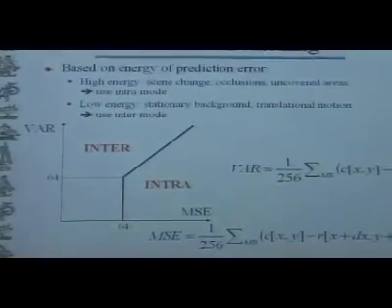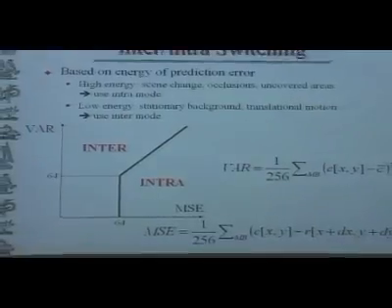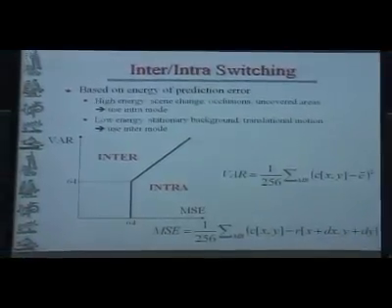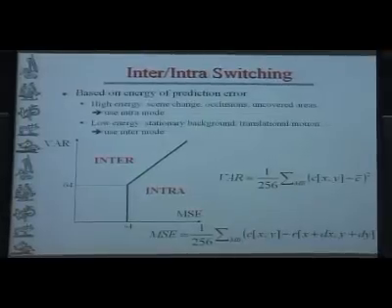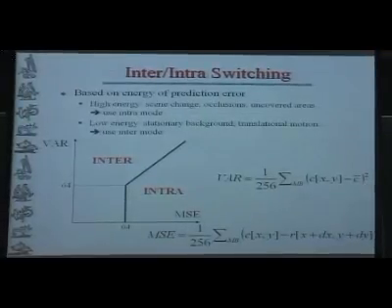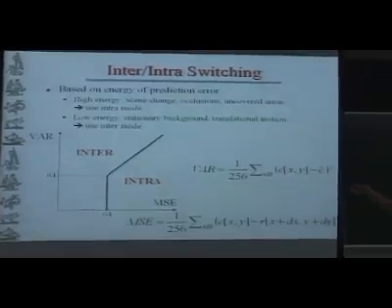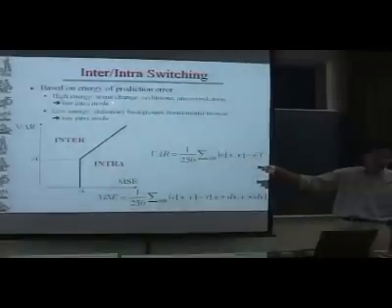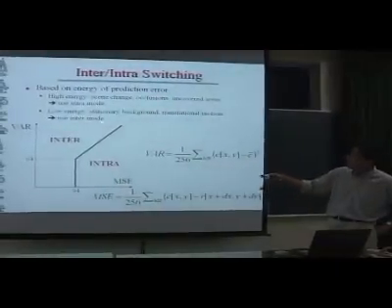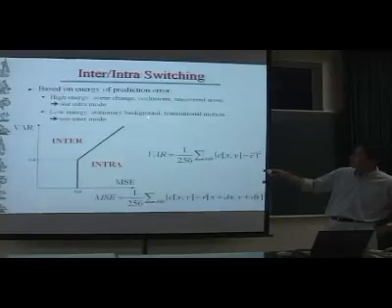Okay, so the low energy, the high energy is the scene change. Occlusions means something that comes into the frame and covers up some of the background. Uncovered area means an object that moves away, that leaves the background exposed. Okay, those are scenarios where you need to use intra mode. And the scenario where you need to use inter mode is when you have stationary background, low energy, translation and motion.